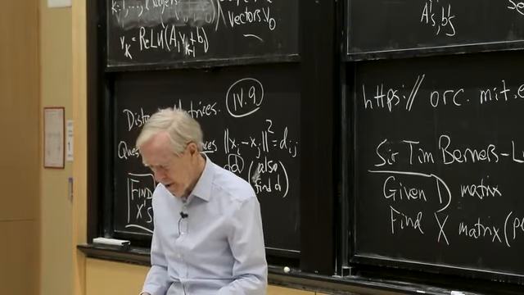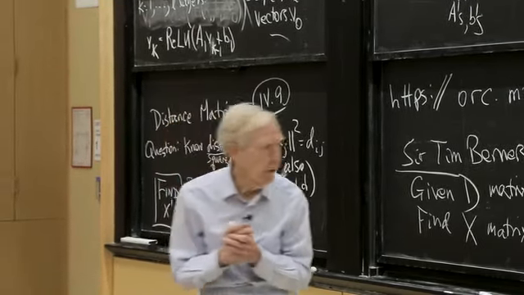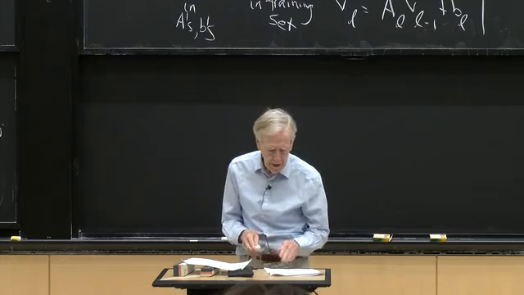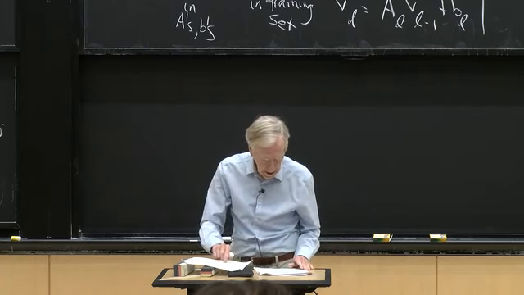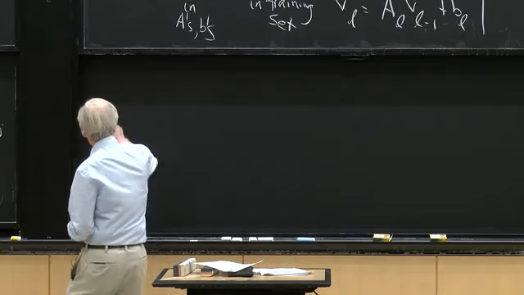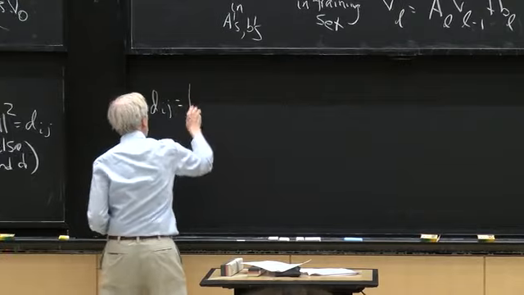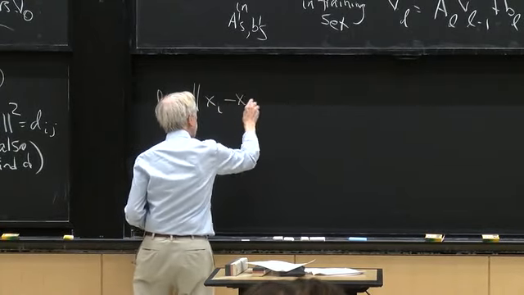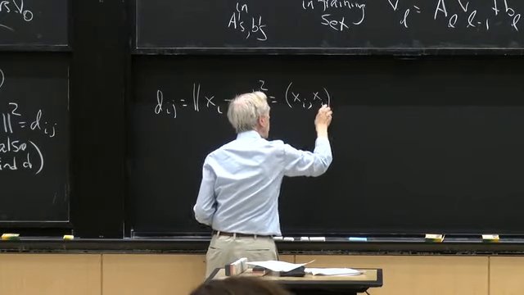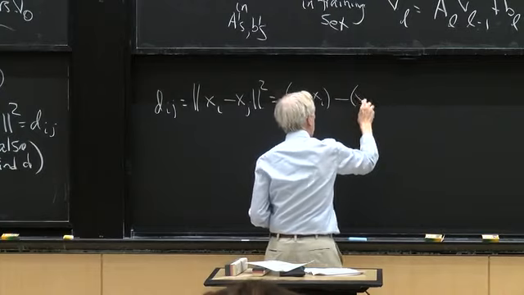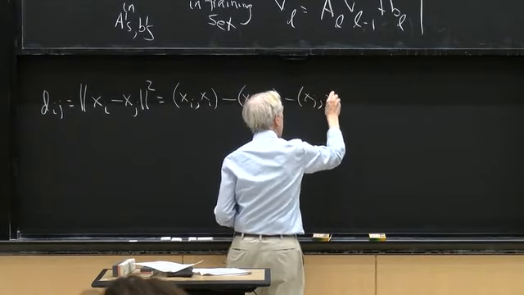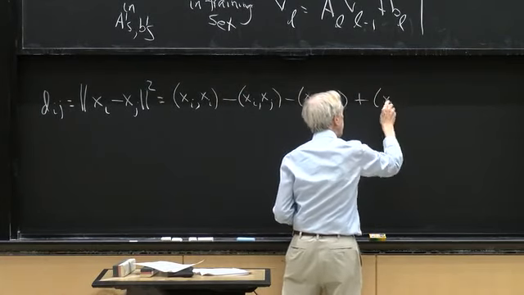So it's a classical problem. It just has a neat answer. All right, so let's recognize the connection between distances and positions. So Dij is the square distance between them. So that is xi dot xi minus xi dot xj minus xj dot xi plus xj dot xj.